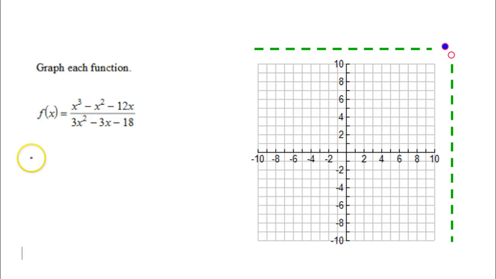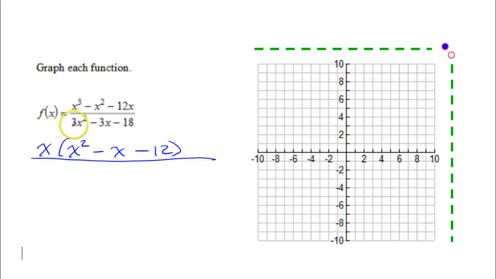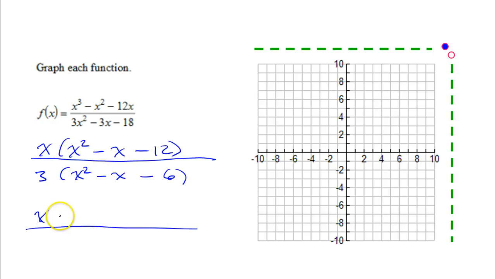So here we go, factoring. I see a common factor of x in the numerator. If I take out that common factor, then I've got x squared minus x minus 12. There's a common factor of 3 in the denominator, and then I have x squared minus x minus 6. Now, both of these trinomials are probably factorable, so let's keep going.